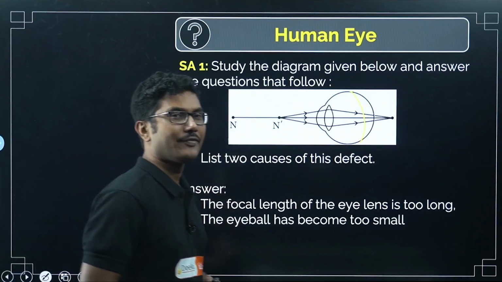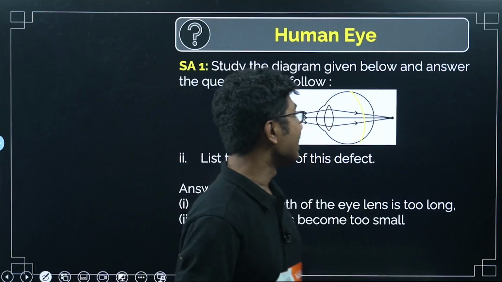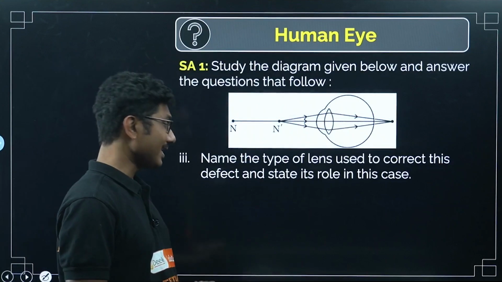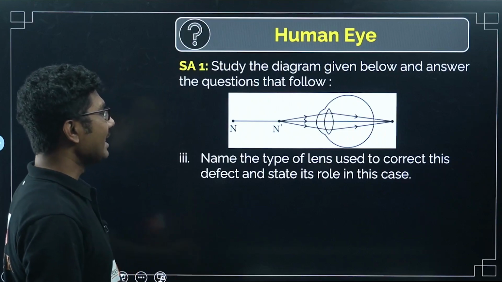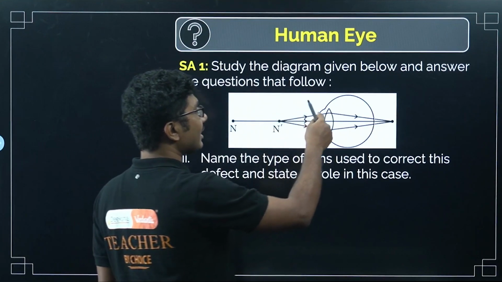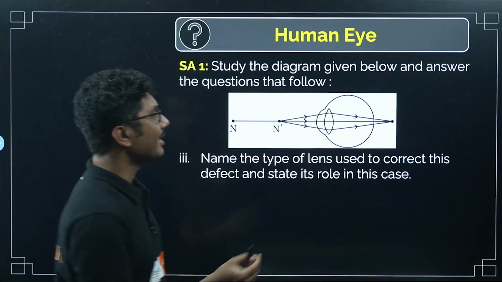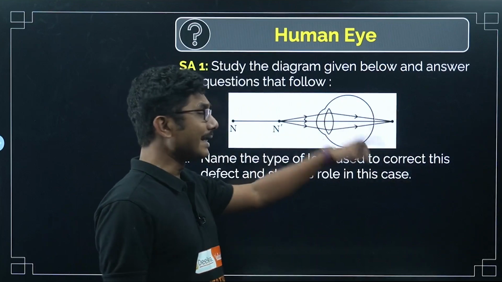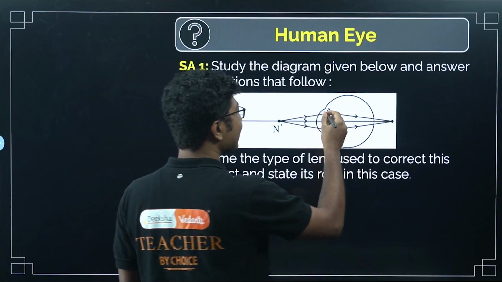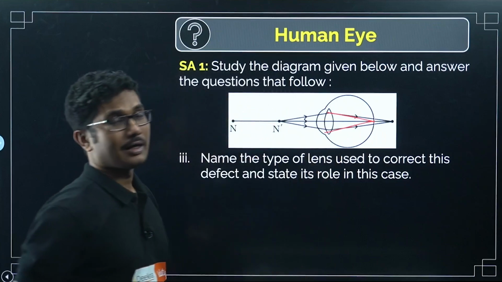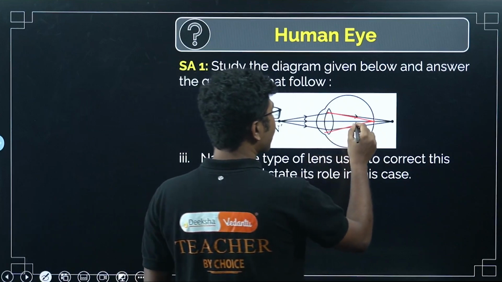Now this kind of eye defect, what type of lens do we use to reduce this effect? Name the type of lens used to correct this defect and state its role in this case. Now here the focal length of the lens has become more, right? That's why the ray is converging behind the retina. Now what we have to do is make these rays focus closer to the eye, so that you can see the objects which are closer to you.